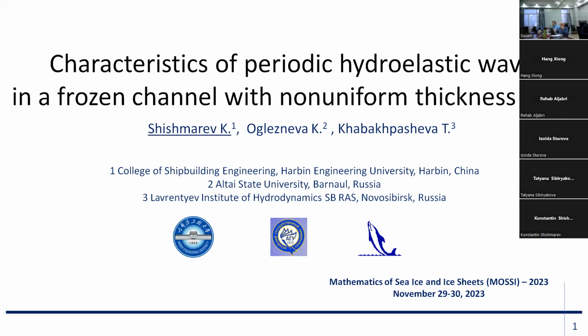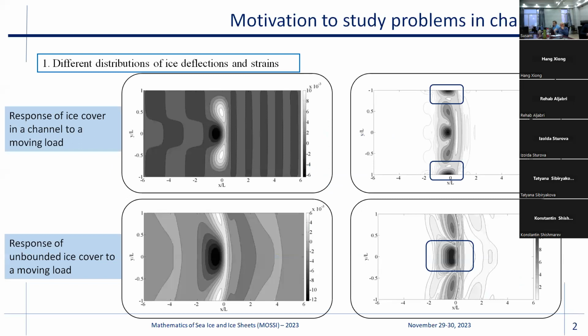Motivation to study problems in channels comes from, in general, 2 points. First point is that distributions of ice deflections and strains in the ice cover can be very different for ice cover in a channel and unbounded ice cover. As illustrated here, for the problem of motion of a load, in some cases, maximum strains can be near the channel walls, but not under the load as it was expected by the model with unbounded ice cover.